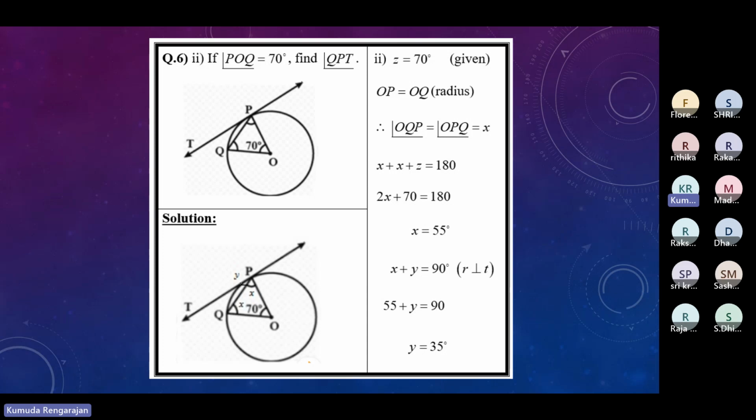I also told you that this one is y. This is y. X plus y is 90 because radius is perpendicular to tangent. This one, angle OPT is 90 degrees. OPT is made up of two angles, x and y. So x plus y is equal to 90.